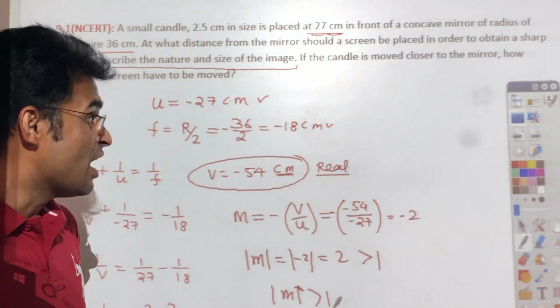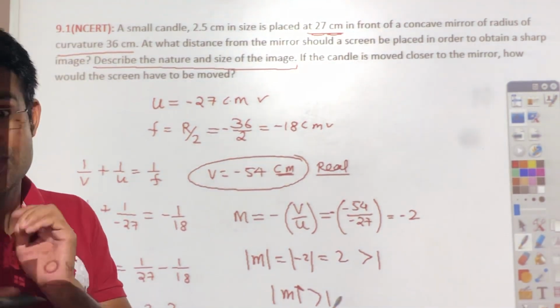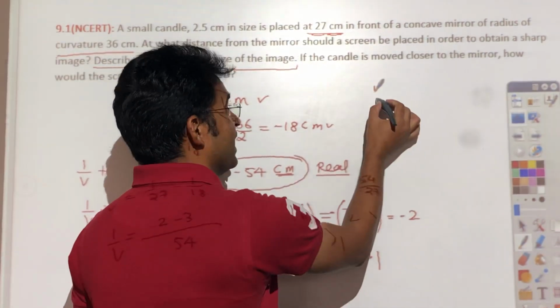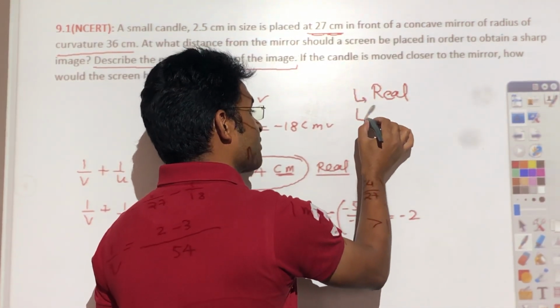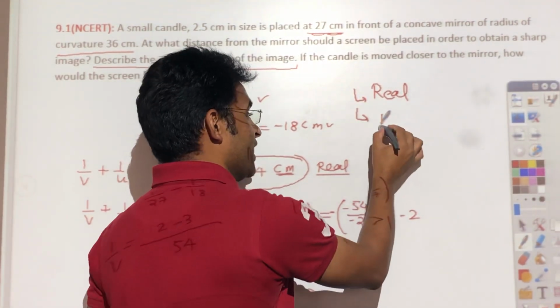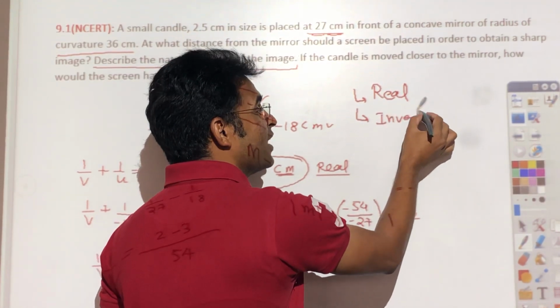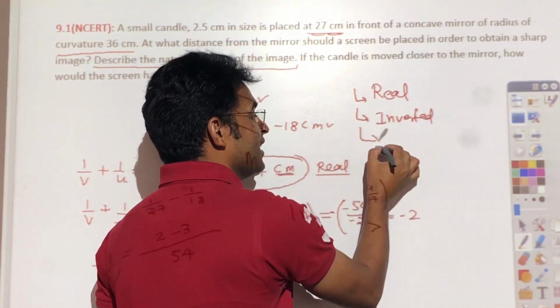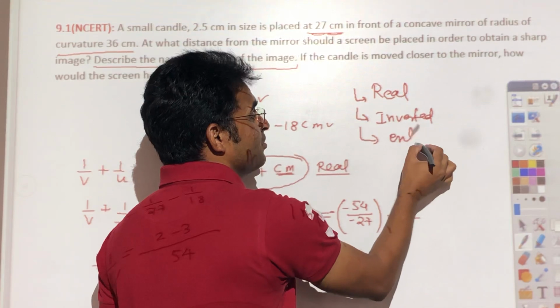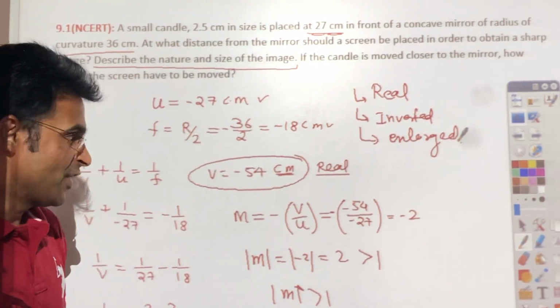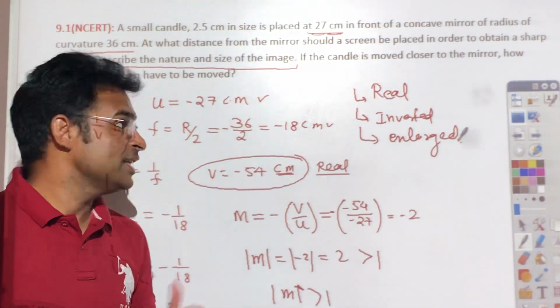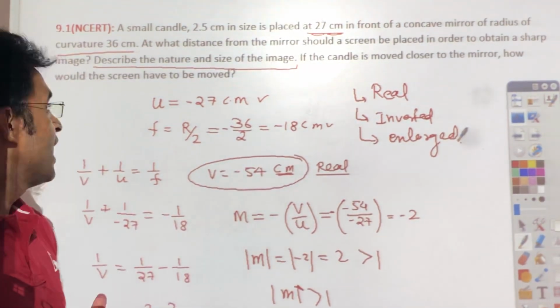If I ask you the final nature of the image, first thing you will write is real. Second, it's inverted, and third, it's an enlarged image, or as you can also write, a magnified image. So the final nature of this image is real, inverted, and enlarged.